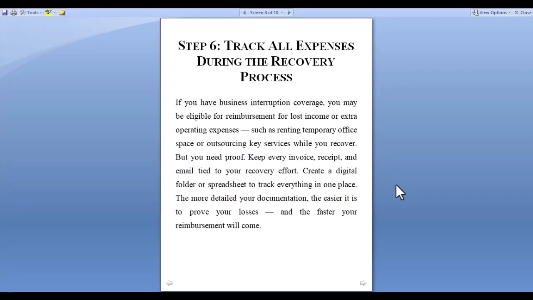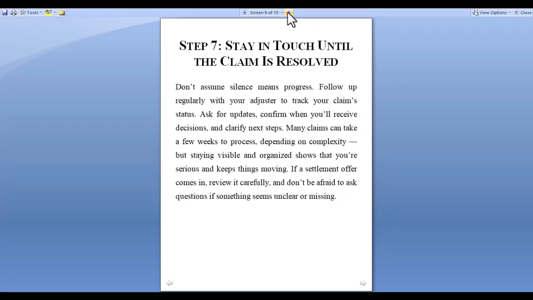Keep every invoice, receipt, and email tied to your recovery efforts. Create a digital folder or spreadsheet to track everything in one place. The more detailed your documentation, the easier it is to prove your losses and the faster your reimbursement will come. So now let's go to the next one.